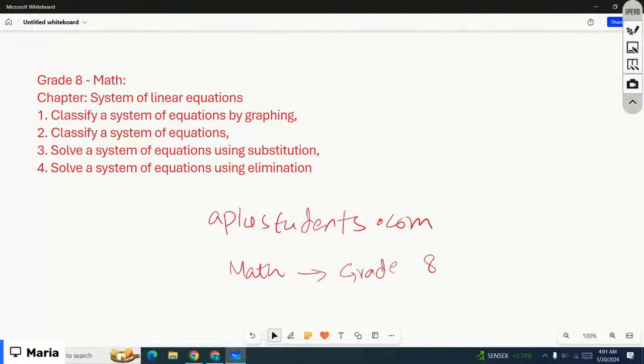There you can find a list of the chapters. We're going to start with the chapter System of Linear Equations, and the lessons we're going to cover today are classify a system of equations by graphing, classify a system of equations, solve a system of equations using substitution, solve a system of equations using elimination. Please make sure you have your notebook and pencil so that you can note down the important examples and definitions as well. Let's just start with the lesson.